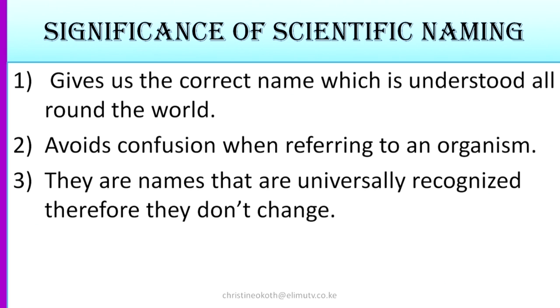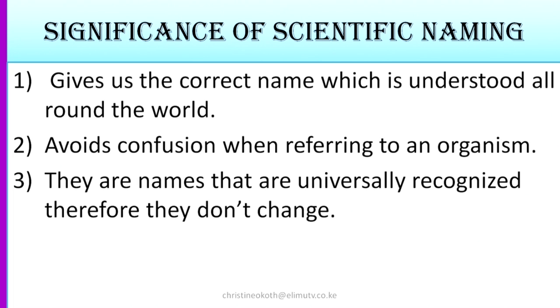So let us look at the significance of scientific names. Why is it important that we name our organisms using the binomial nomenclature? The first importance is that it gives us the correct name, which is understood all around.